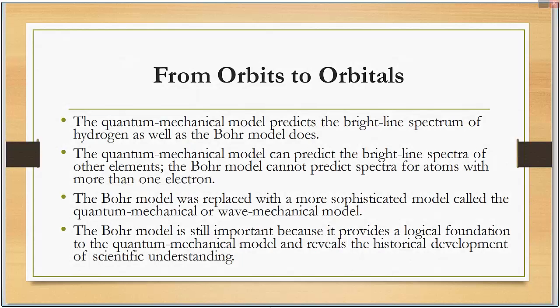The quantum mechanical model predicts the bright line spectrum of hydrogen as well as the Bohr model does. The quantum mechanical model can predict the bright line spectra of other elements too. The Bohr model cannot predict spectra for atoms with more than 1 electron. The Bohr model was replaced with a more sophisticated model called the quantum mechanical or wave mechanical model, which is what we've been representing in this last tutorial.